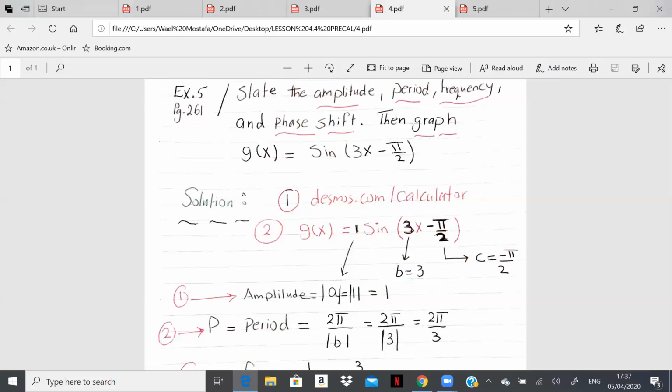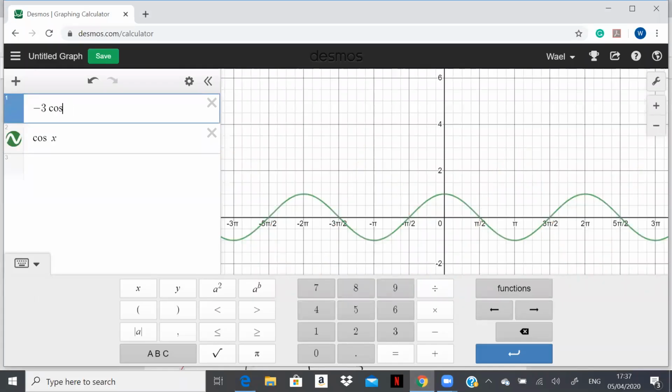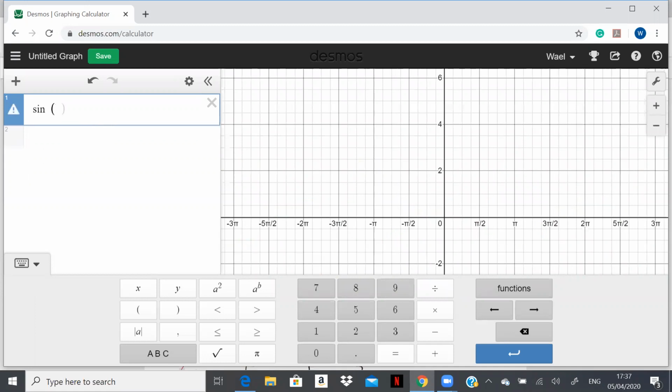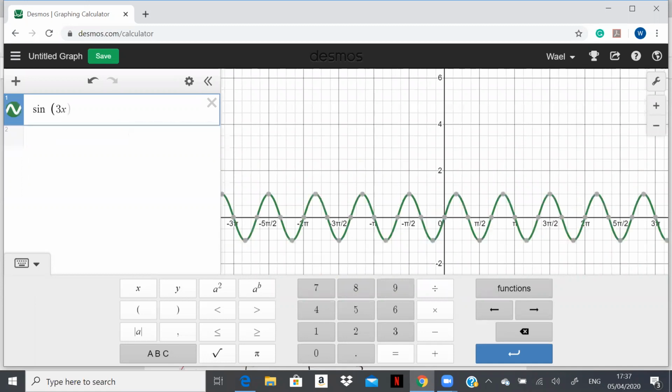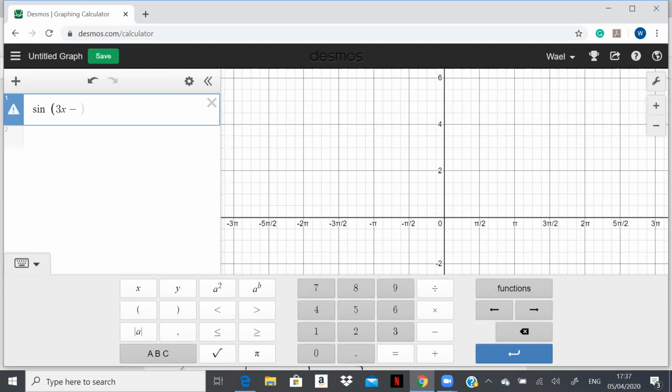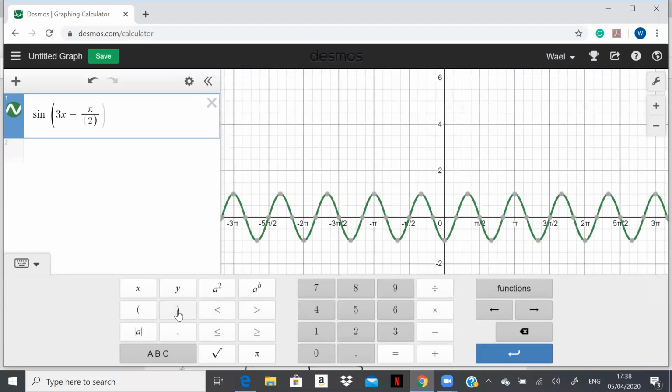Go to the graphing calculator online, remove this one by using backspace, and this one as well, and start to write your equation. You're going to draw only one equation: sine, take a space, the brackets, 3x, minus, take a space, and you can use the pi on your monitor, pi divided by 2, and close the bracket. Here you go.